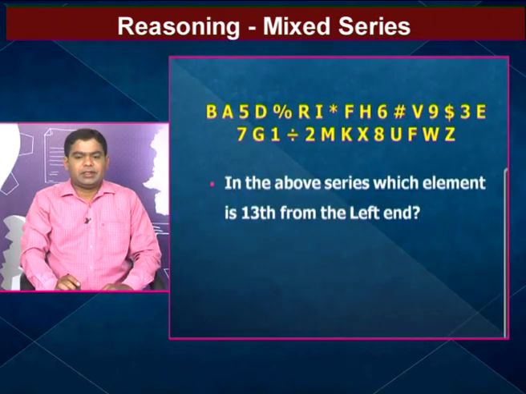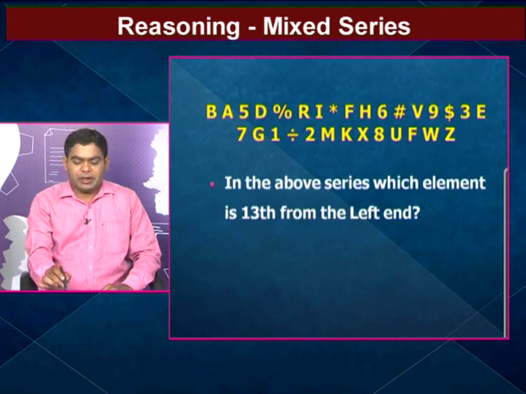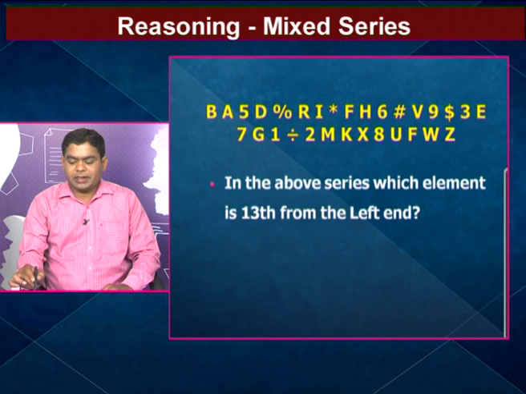In the given series, which element is 13th from the left hand? Left hand means from the beginning. We count three elements at a time so we reach it fast. The third element is 5, the sixth element is R, the ninth element is F, the 12th element is H, and the 13th element is V. So the answer is V. Next, we go to the next question.